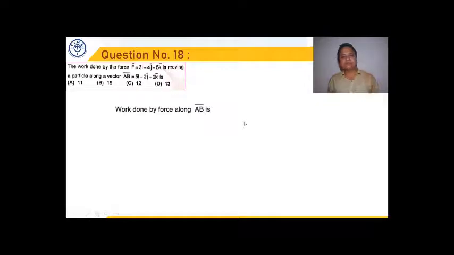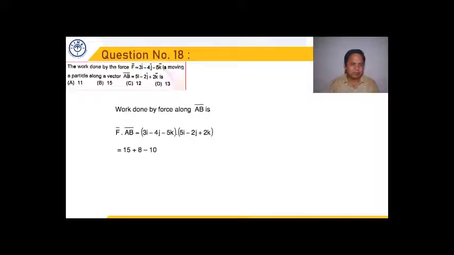Can we say the work done by force along AB is force into displacement, F into AB. Force is 3i minus 4j minus 5k and AB is 5i minus 2j plus 2k. We have to apply the dot product, so we multiply the coefficients of i, of j, and of k.